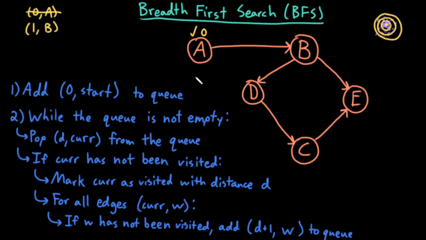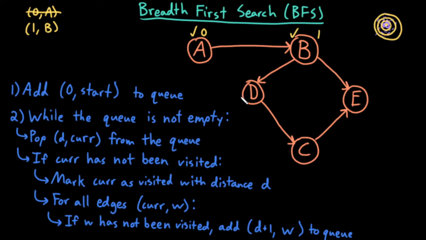So while the q is not empty, I pop d cur from the q. So I pop off 1 B from the q. So B is my current node, 1 is its distance. If cur has not been visited, nope, B has not been visited, mark cur as visited with distance d. So B gets marked as visited, and its distance is 1. Then for all outgoing edges of cur, B has 2 outgoing edges, D and E. I'm just going to arbitrarily choose to add them to my q in alphabetical order. However you choose to implement it, it doesn't really matter, just be consistent.